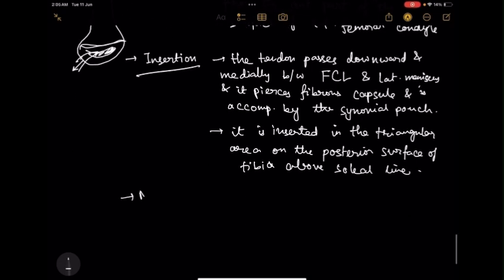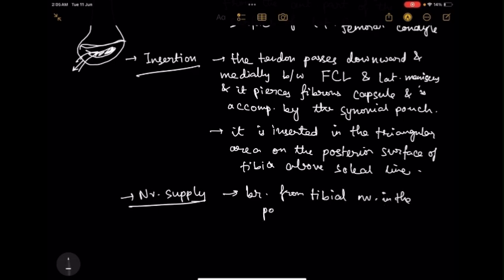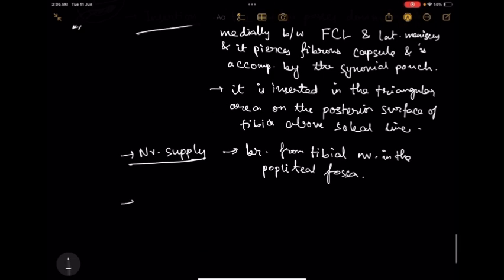What is the nerve supply? Some extra points will be written in the book, such as articular muscle. You don't need to think about all those. Just go by the points that I'm writing here. Branch from tibial nerve in the popliteal fossa. Done. Actions.